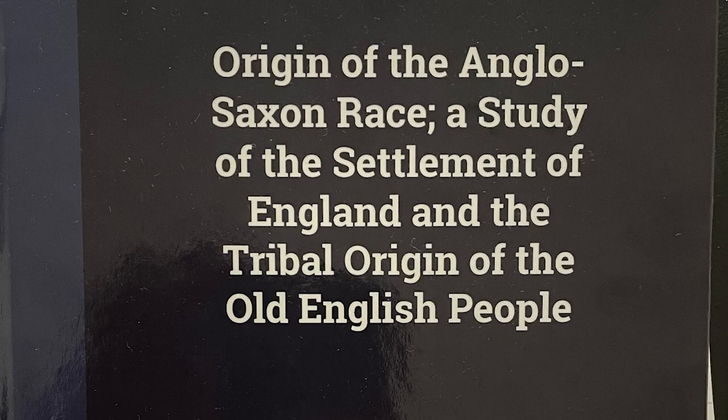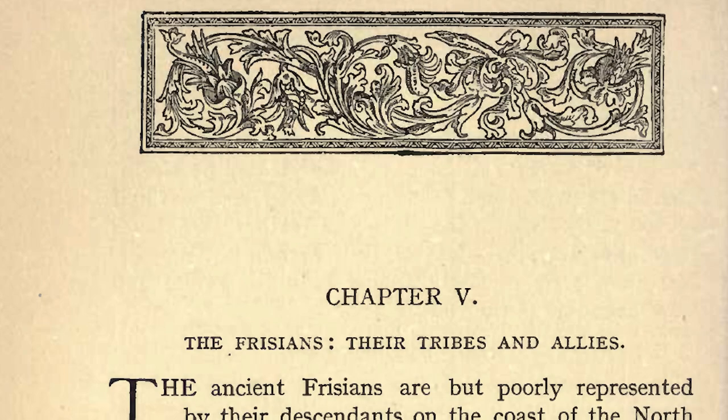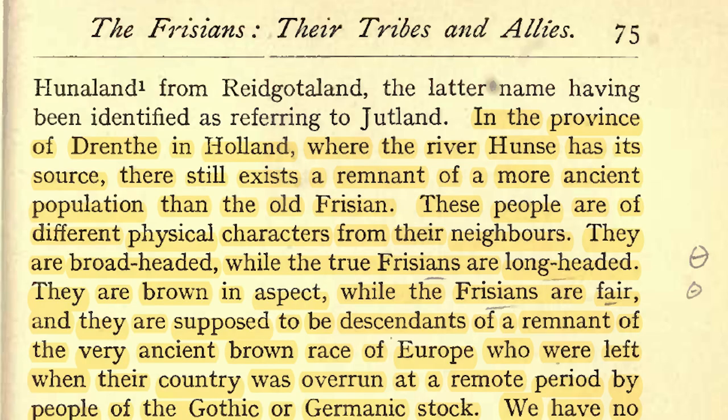So what else do we have? So the next part is going into the book Origin of the Anglo-Saxon Race by Thomas William Shore and Louis Earl Shore. We're going to check out chapter 5, the Frisians, their tribes, and allies. We're going to look at page 75, and we're taking this information in for the purpose of being correct and true. Put things in proper context so we can look at things accurately when it comes to telling of history.